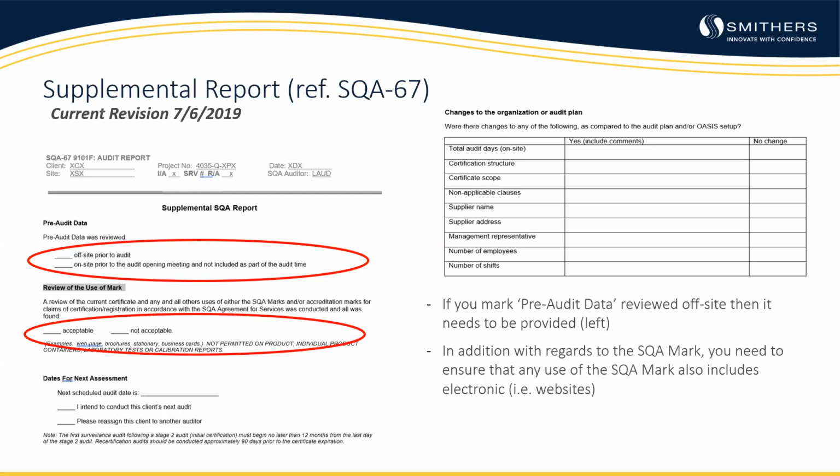We also have included in the SQA 67, and this is a very important section for the back office, changes to the organization. So what this allows us to do is quickly run through the report with any particular changes that would be of a concern for back office processing. So these would include things like the total audit days, certificate scope, any name or address changes that we need to be mindful of. So once again, with auditors, it's important to be completing this information appropriately and alerting the office if any changes have occurred that require support.